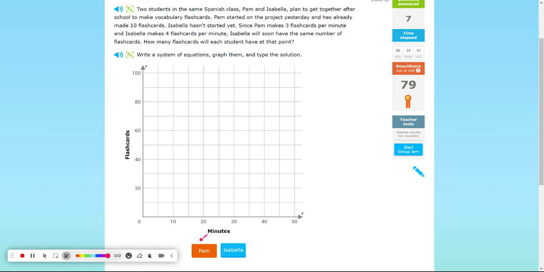All right, let's set up the equation for Pam. Pam and Isabel plan to get together after school to make vocabulary flashcards. Pam started the project yesterday and already has 10 flashcards. So for the equation for Pam, she already has 10, so I put 10 in the back. And then Pam makes 3 flashcards per minute, so 3 should be in front of x.